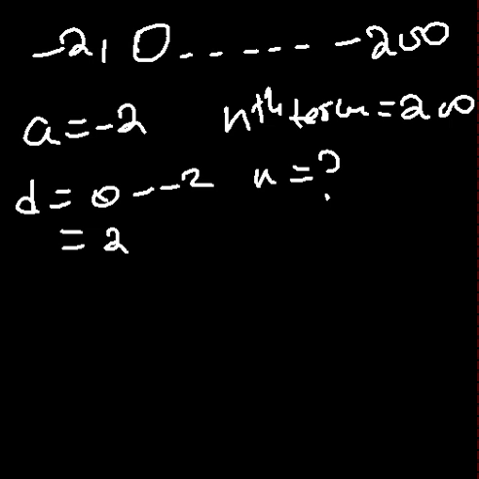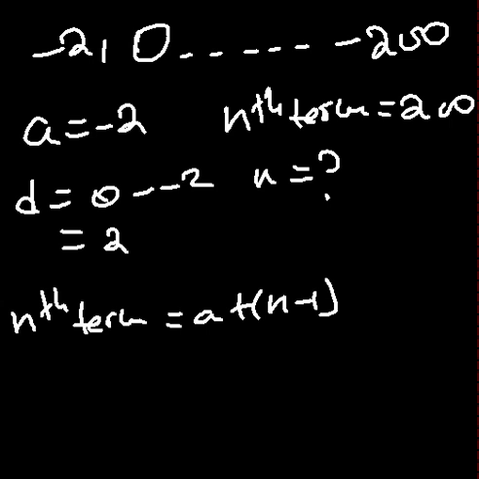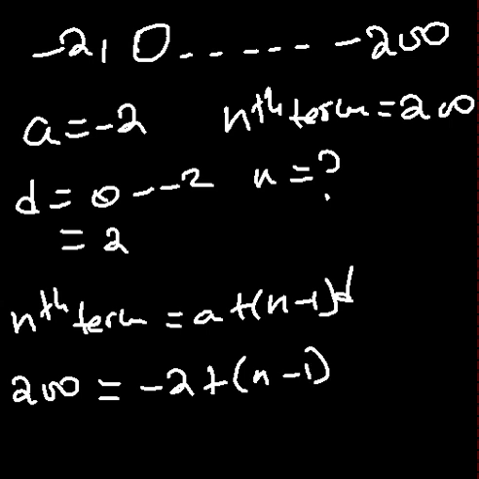So now again, to use the nth term formula, the nth term is equal to the first term plus n minus 1 times the common difference. In that case, we have 200 as the last term, the first term -2, plus n, which we don't know, minus 1 times the common difference, which is 2. We'll have 200 is equal to -2 plus 2n minus 2.